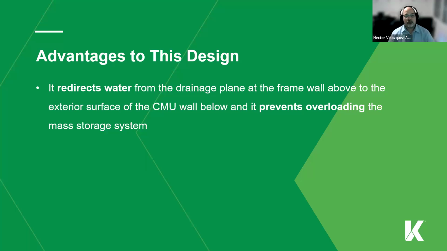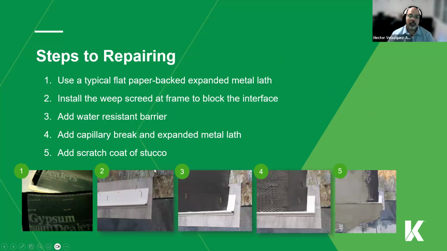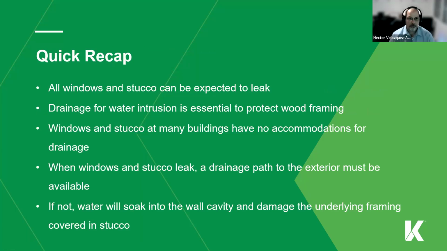Okay, advantages to the design. It redirects water from the drainage plane at the frame wall above to the exterior surface of the CMU wall below, and it prevents overloading the mass storage system. Like we were saying before when we were looking at this, and Nick was giving the example that if all of this gets sealed up, water builds up here. We want the water to come out. We don't want it to be in there. We want the water to come out. That's what we're talking about, the advantages to this design of getting the water outside my building.